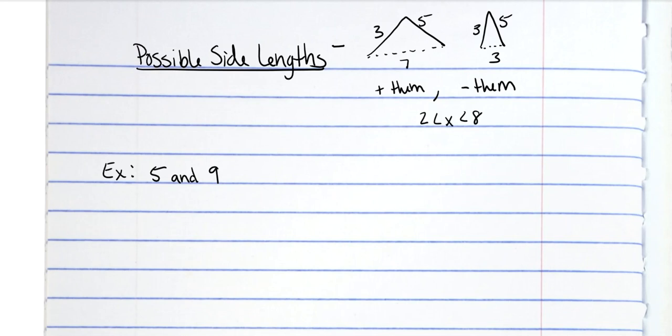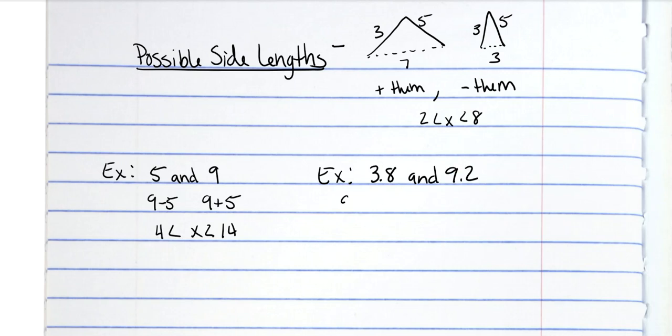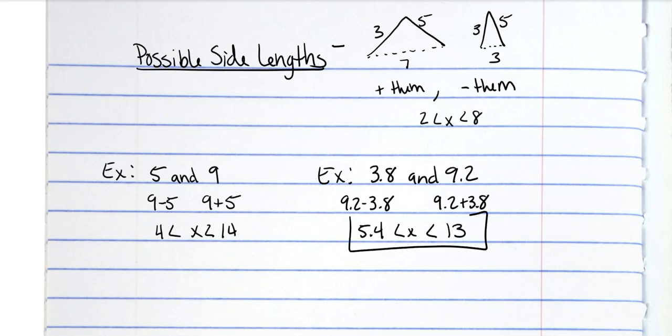third sides? 9 minus 5 is 4. 9 plus 5 is 14. So you do less thans with an x. My next example is 3.8 and 9.2. Let's subtract them. 9.2 minus 3.8 would give you 5.4. And then 9.2 plus 3.8 would give you 13. So less than and less than. And those are your answers for those types of problems. And we are done with notes.